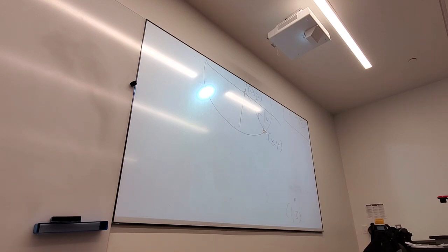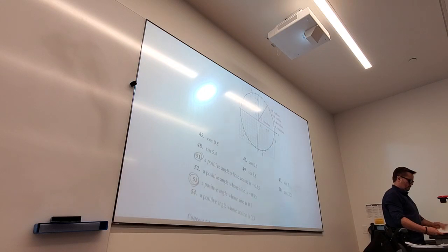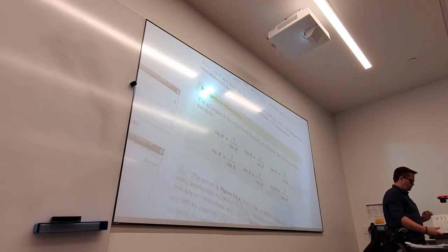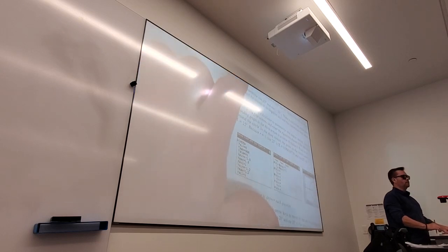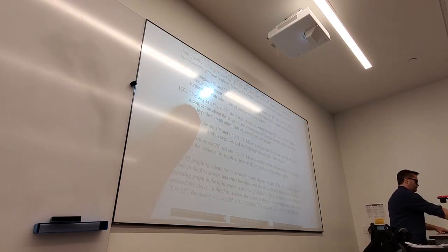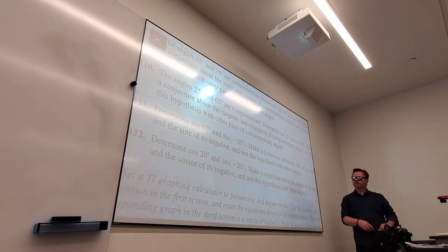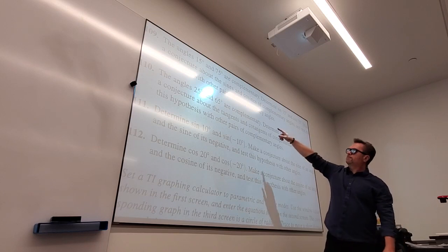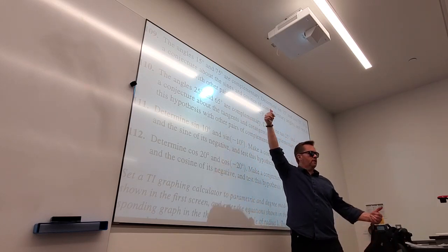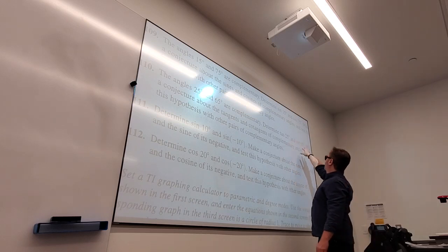So real quick, somebody had a question about 1.3, number 110. Let's see, it says, angles 25 and 65 are complementary because they have to be 90. Determine tangent 25 and cotangent 65.